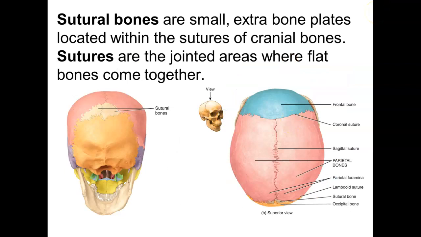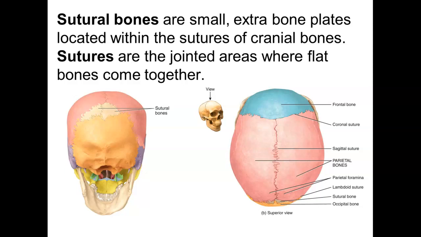Some bones that you'll find within the skull are going to be referred to as sutural bones. These bones are going to be very small, and they're also going to have extra bone plates located within the sutures of the cranial bones. Now these can be pretty much a personal type bone. Your different sutural bones, you may have different numbers of those. They might be somewhat of a different shape. And so these aren't going to be given any specific type of name that we're going to give them here. Just know them as sutural bones.